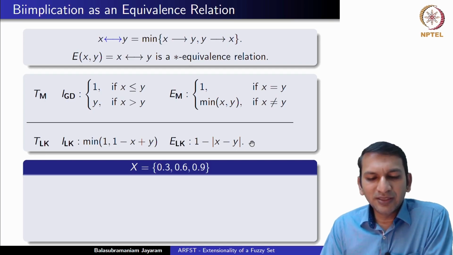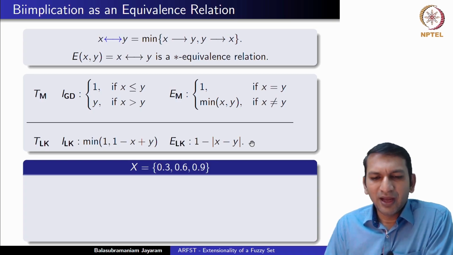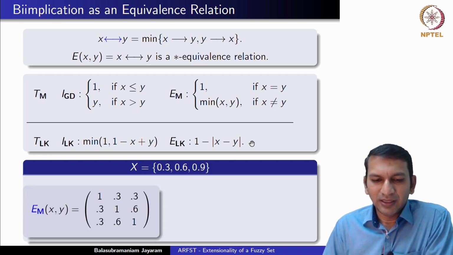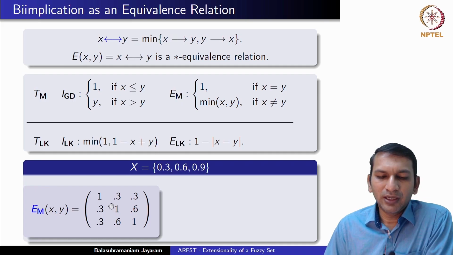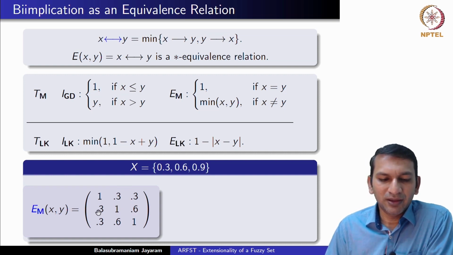So for the moment, let's consider that X consists of these three values, 0.3, 0.6 and 0.9, and the equality relation, the equivalence relation EM on this, using this formula, can be obtained for the set X which consists of these three values. Clearly 0.3, 0.3 is 1, 0.3, 0.6, minimum of them is 0.3, 0.3, 0.9 is 0.3, 0.6, 0.9 is 0.6. So this equivalence relation is easy to obtain.